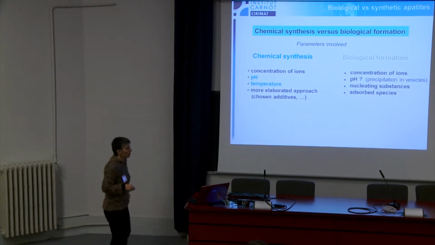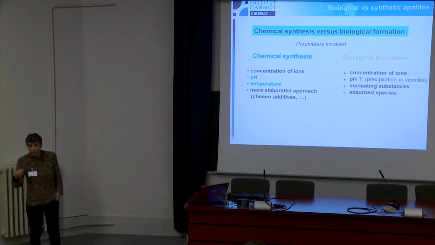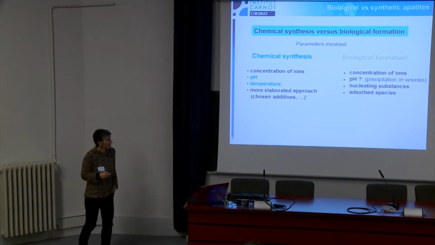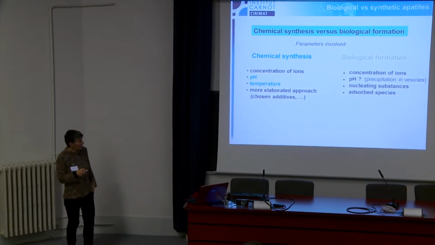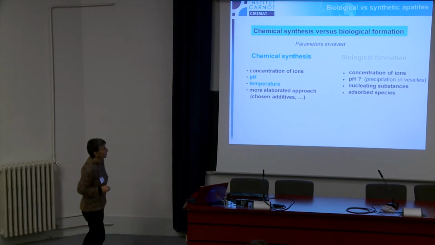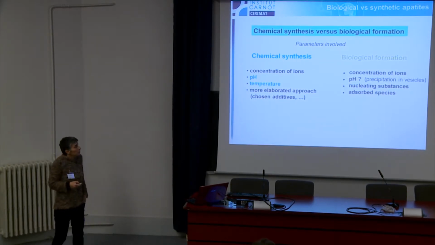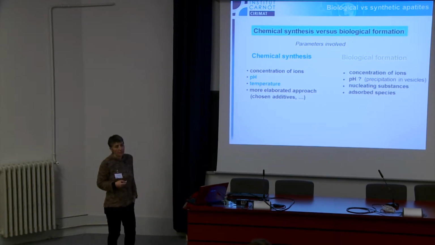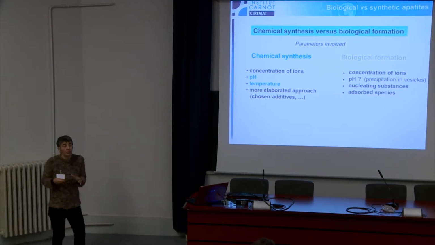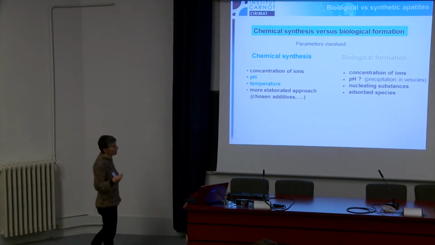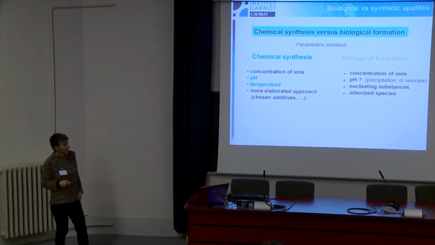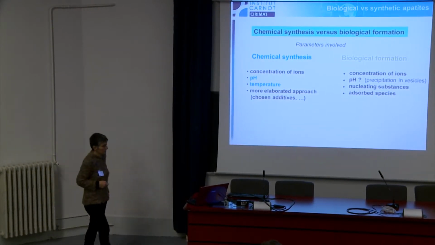Also, what are the parameters that are involved in chemical synthesis versus biological formation? In chemical synthesis, we have several parameters. The main ones are the pH and the temperature, whereas in biological formation, perhaps we also have pH, but also the local concentration of ions, which can be modified, and the presence of nucleating substances and adsorbed species.